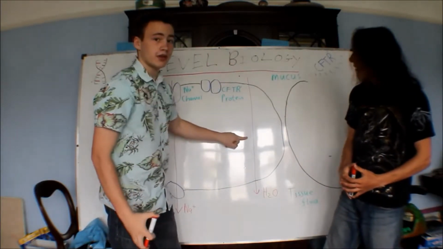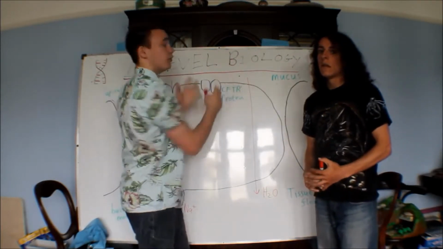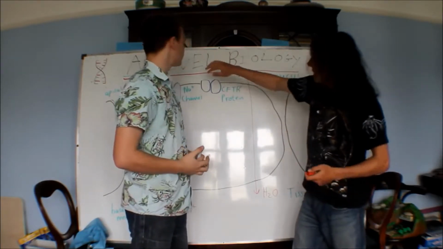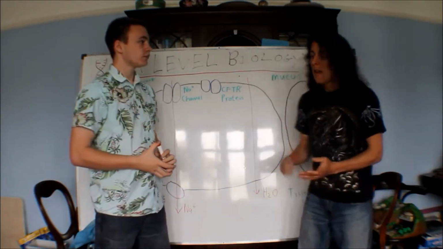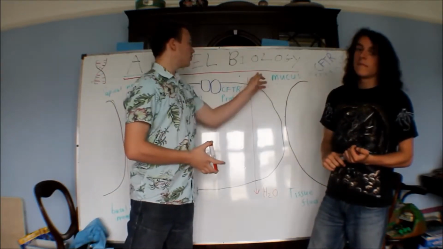Because it's osmosis, it continues until it reaches equilibrium. At equilibrium, the mucus will not be too sticky. It will be perfect for the cilia to remove. And this may keep happening because mucus will keep moving and water will keep moving. The opposite of that is if you have too little water up here.